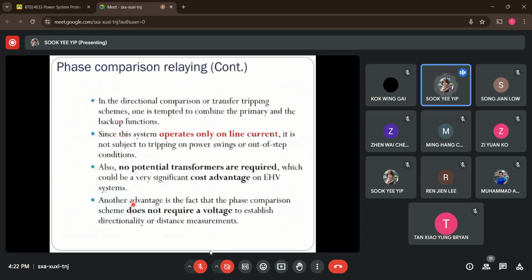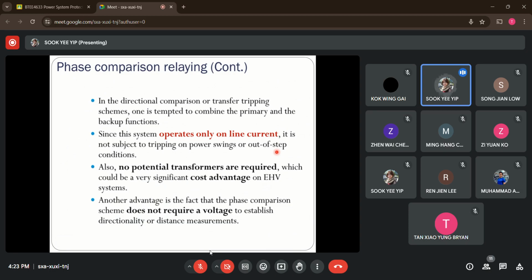Okay, so if you go to the next slide here, we need to measure the phase current at each end, and its operation is just based on the line current value. Which means that this phase comparison system's performance doesn't get affected by those issues you can find for the distance protections. For example, the power swing situation from the generation plant, or an out of step situation, out of synchronism for the generator, will not affect it.